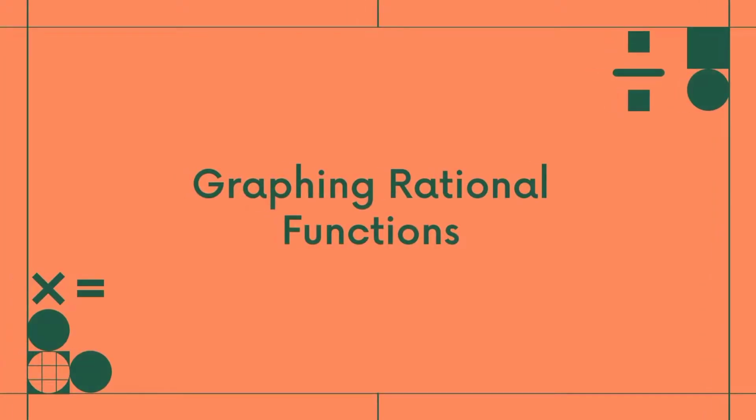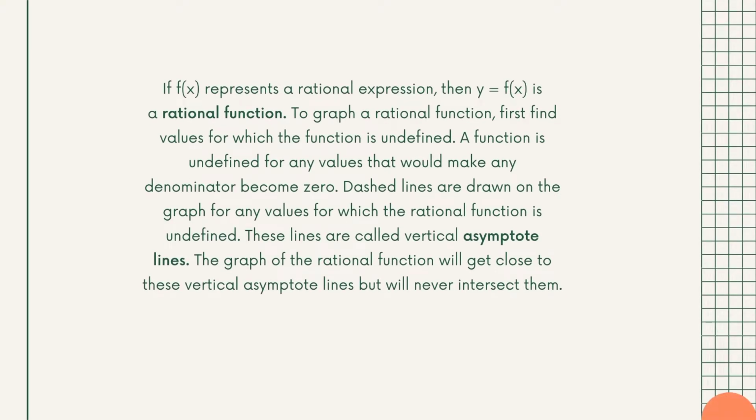Graphing rational functions. If f of x represents a rational expression, then y equals f of x is a rational function. To graph a rational function, first find values for which the function is undefined. A function is undefined for any values that would make any denominator become 0. Dashed lines are drawn on the graph for any values for which the rational function is undefined. These lines are called vertical asymptotes. The graph of the rational function will get close to these vertical asymptote lines but will never intersect them.